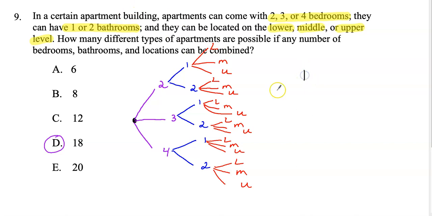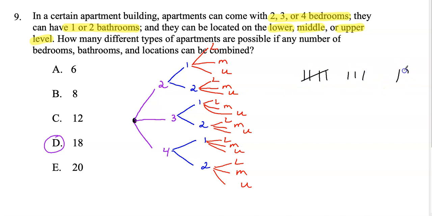And I can tally it out, right? Now, I could also have a 2-bedroom, 1 bathroom on the middle level. That'd be another one. Then I could have a 2-bedroom, 1 bathroom on the upper level. That's another one. And you just keep going. I could have a 2-bedroom, 2 bathroom on the lower level. That'd be another one. If you continue to tally these out, you'll keep counting them out and so on.